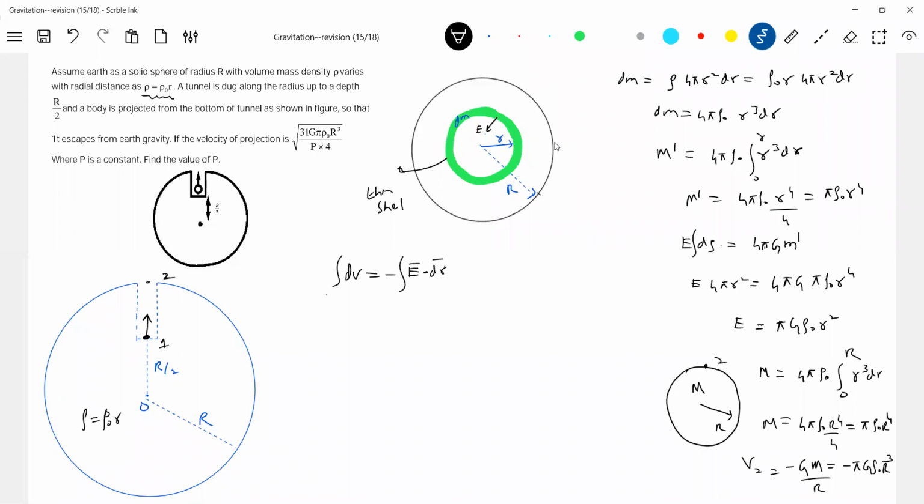So this will be, we know the potential on the surface, V2. The potential somewhere inside at point 1, we don't know. That has to be determined. Then what is the value? Capital R, this is smaller r. So this will be V1 minus V2.